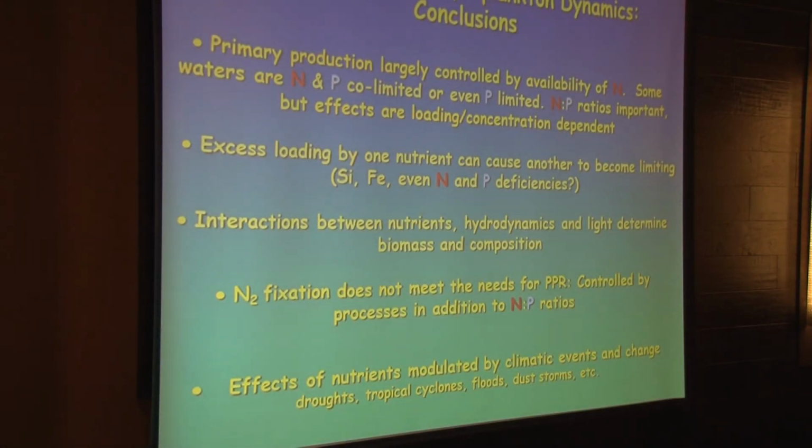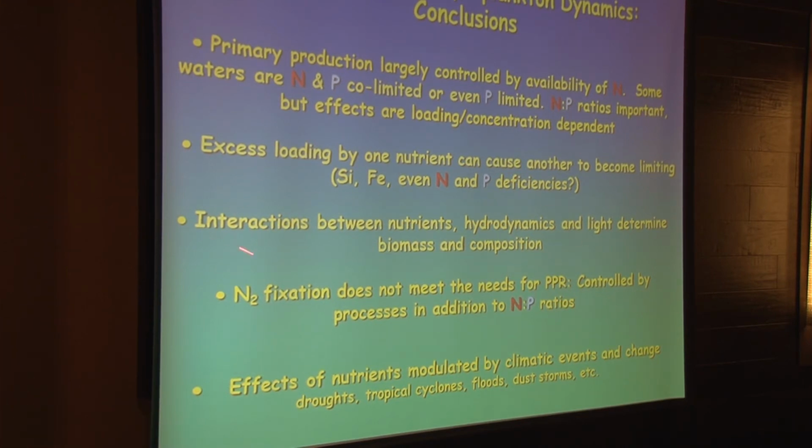So, just to sum up, I think we're still pretty much in agreement that nitrogen is the name of the game, but because of human impacts and over-fertilization of nitrogen, some systems are showing P co-limitation, or they're even P limited. So the N to P ratios are important, but they're also very dependent on loading, external loading inputs. Excess loading of one nutrient can cause another one to become limiting. We've known that from lab experiments for quite a long time, but we now have field data to show that.